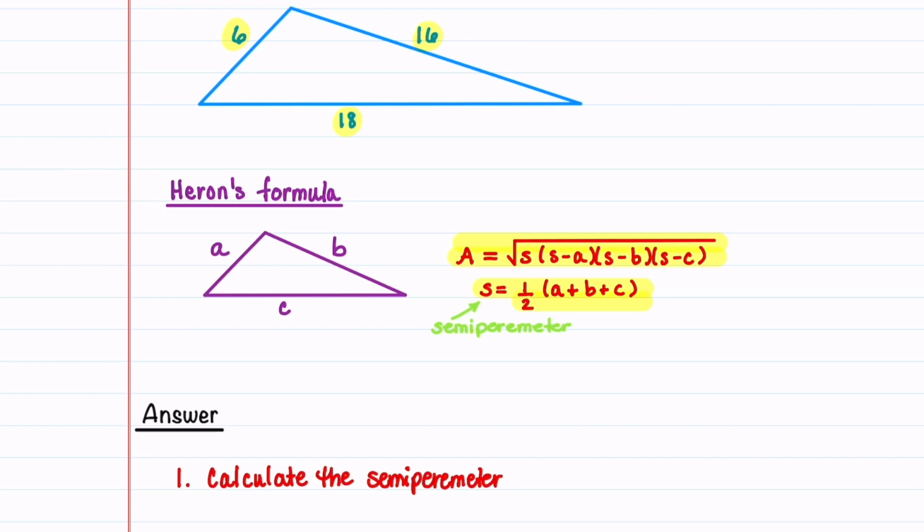Our first step is to calculate the semi-perimeter. S is equal to 1/2 (A plus B plus C). And in our example, we can let A be equal to 6, B be equal to 16, and C be equal to 18. It doesn't matter what values you assign to A, B, and C. I usually assign the smallest value to be A, but it doesn't matter.